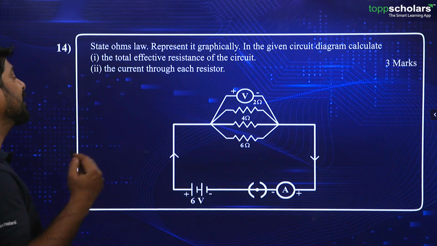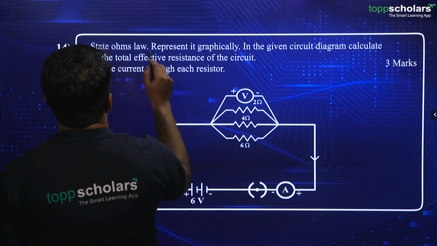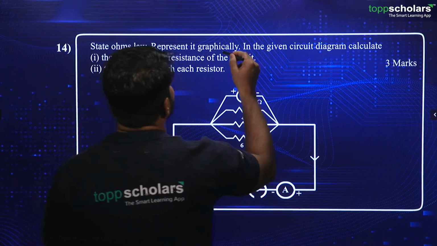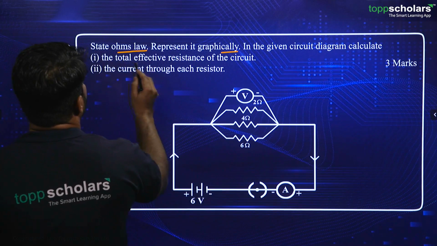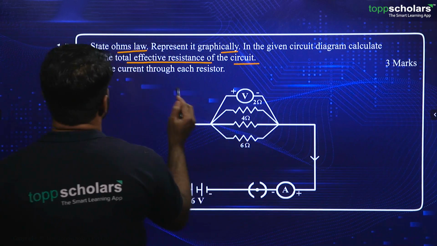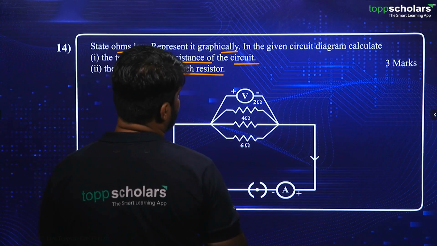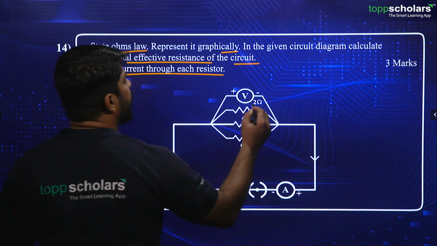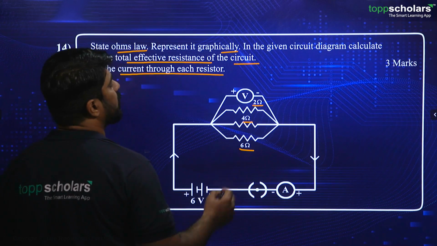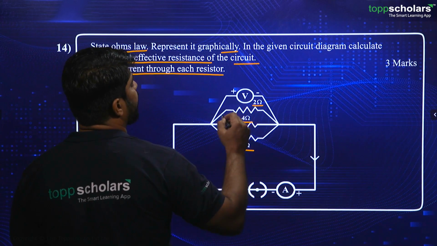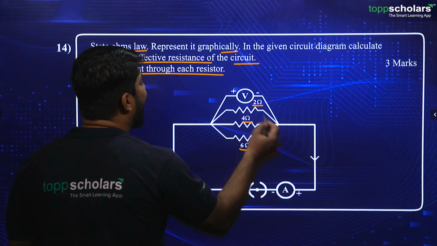Okay, moving on to the next question now. State Ohm's law. Represented graphically in the given circuit diagram, calculate the effective resistance of the circuit and the current through each resistor. So here we have got 3 resistors: 2 ohm, 4 ohm and 6 ohms. And we can see there is a voltmeter connected across them, and it's a parallel combination.